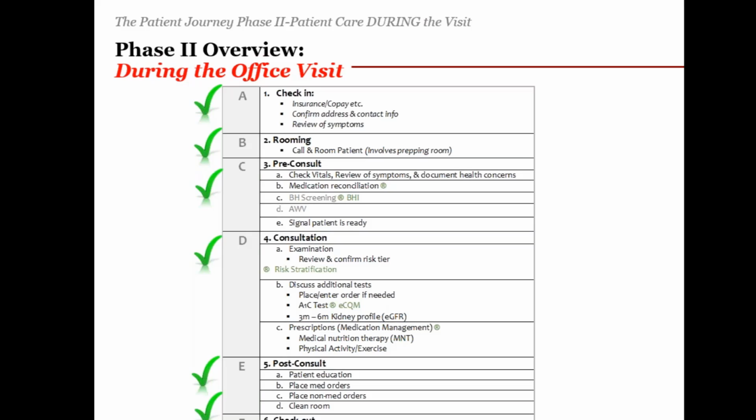And then you know that one of the ECQMs is for diabetes and hypertension control. So if it's a diabetic patient, you want to see if the patient is due for the A1C test. Also, if they're hypertensive, you want to see if they have had their 3-monthly or 6-monthly kidney profile done. And then for patients who are also diabetic, you want to see if they have nutritional needs that need to be addressed, and or physical activity and exercise, discuss what that looks like.